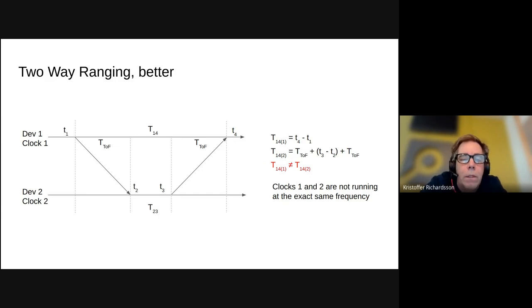So this is an improvement, and it's going to solve some problems, but we still have the issue that clocks in device 1 and 2 are running at different speeds. They're going to be pretty close, but not close enough. So this is not a complete solution. We also need some way of figuring out how fast the clocks are running.